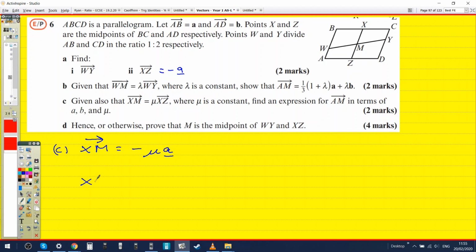Okay, so X to M is that. Oh no, sorry, find the A to M. Yeah, we want A to M. How could you get from A to M? You have to travel from X to M at some point. So A to B, plus B to X, plus X to M. Yeah.